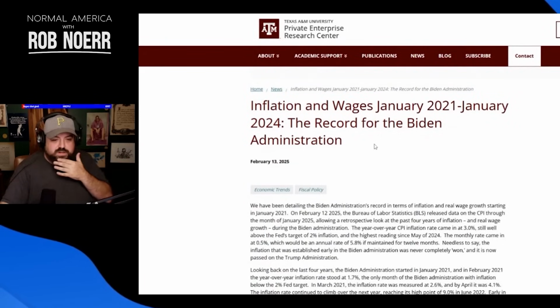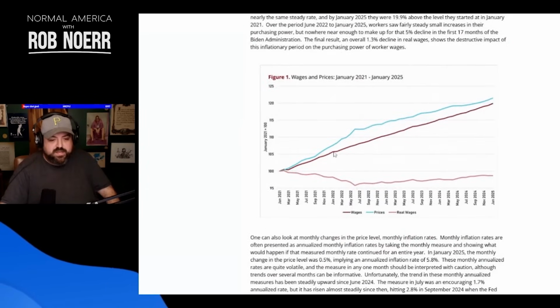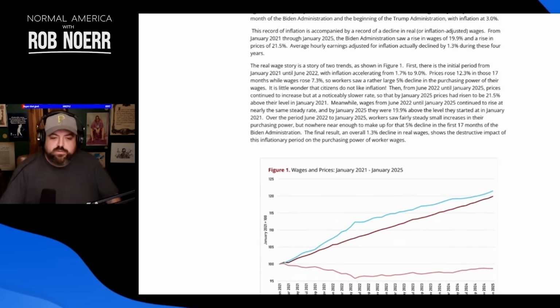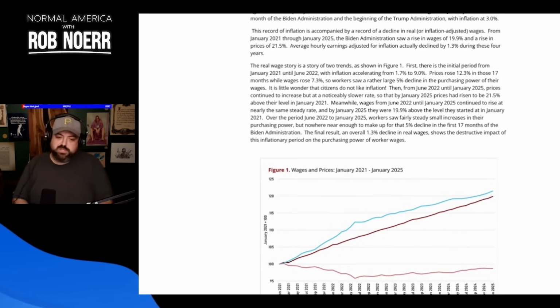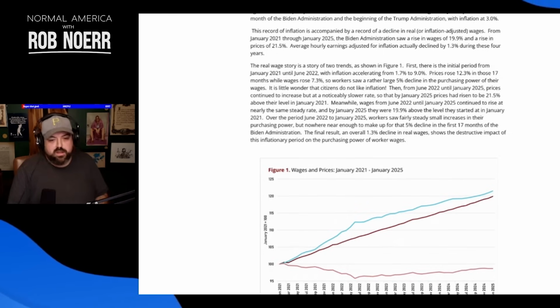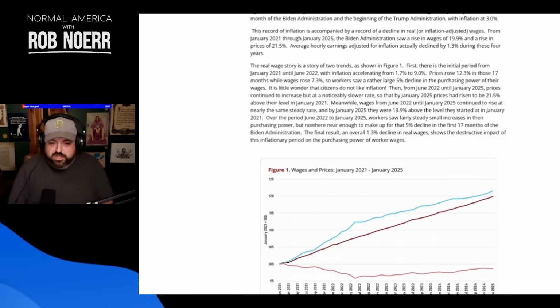Incidentally, for those that are wondering, here's the places I was getting my data. This is Texas A&M University's Private Enterprise Research Center. I believe it's using BLS data. The real wage story is a story of two trends shown in Figure 1. First, there's the initial period from January 2021 to June 2022, with inflation accelerating from 1.7 to 9.0. Prices rose about 12.3% in those 17 months, while wages rose about 7.3%. So workers saw a rather large 5% decline in purchasing power of their wages.